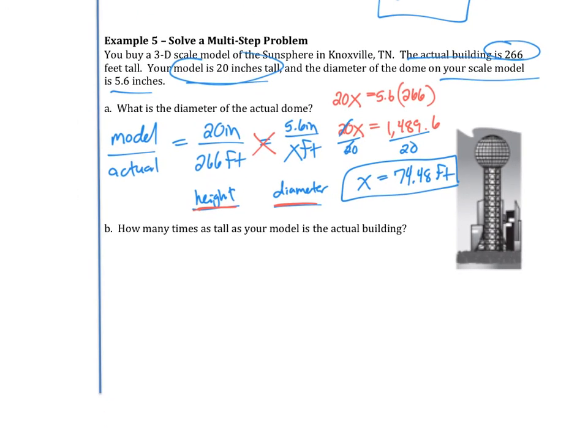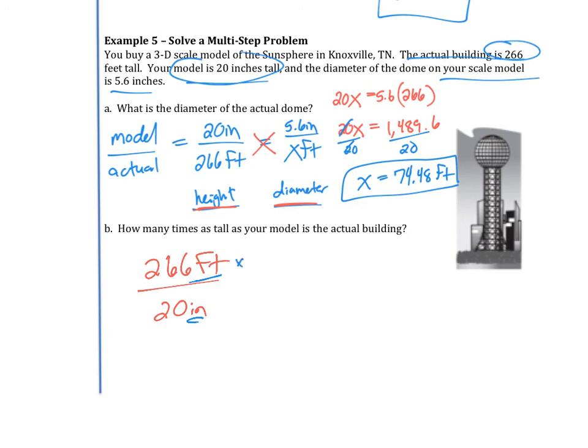The last question says, how many times as tall as your model is the actual building? So you know how many times as tall. So if you take the model, what do you got to multiply it by? If we know that the actual building is 266 feet tall, we want to divide that by how tall the model is. So we want to change these into the same distance. So one's feet, one's inches. We're just going to try to find out what do we get when we divide them.